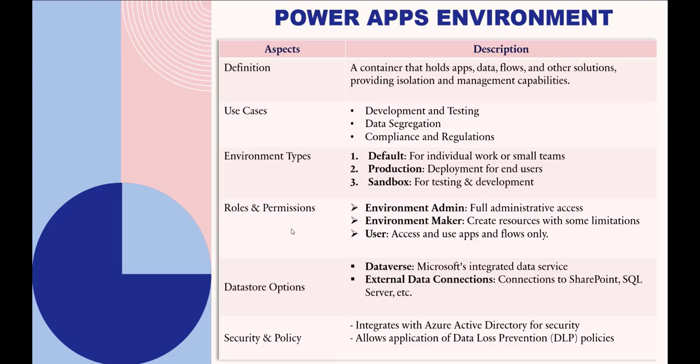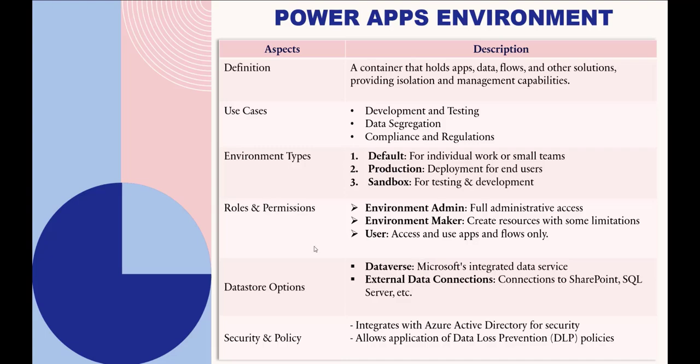Then comes roles and permissions. There are three types of roles in permissions: environment admin, environment maker, and the user. Environment admin can perform all administrative actions in the environment, including setting up the database, managing roles, etc. Environment maker creates resources with some limitations. That means you can create resources within the environment like applications and flows, but with some restrictions. The third one is user. You can access and use applications and flows but can't create or modify them.